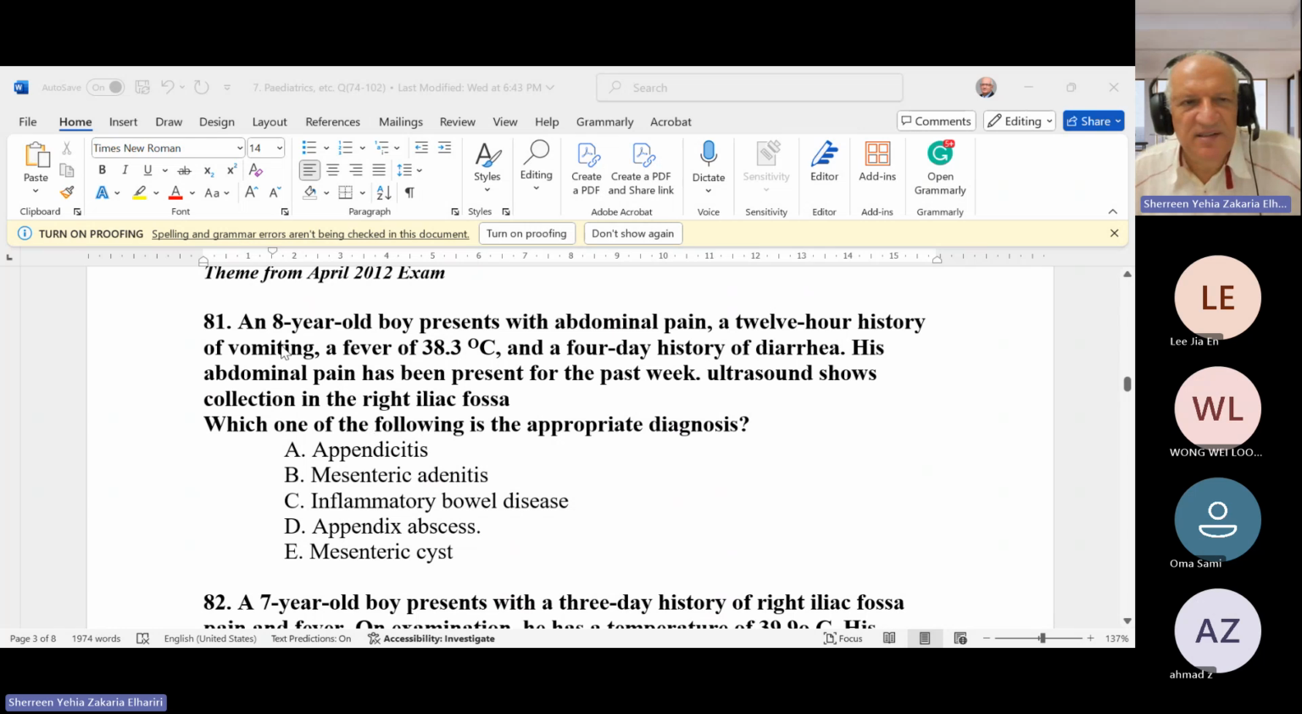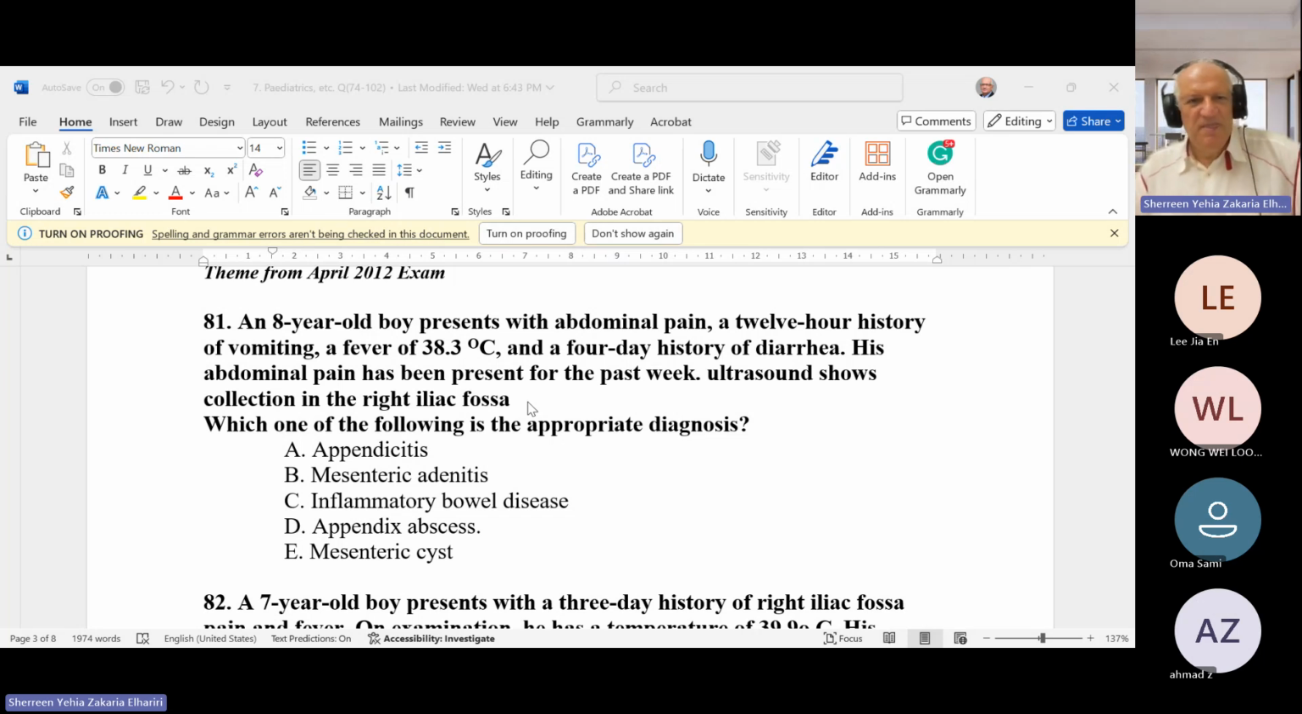The next straightforward case is an 8-year-old boy presented with abdominal pain, a 12-hour history of vomiting. Of course, vomiting indicates severe pain, fever 38.3, and a 4-day history of diarrhea. His abdominal pain has been present in the past week. Ultrasound shows a collection in the right iliac fossa. So this patient has diarrhea. This diarrhea misleads the doctor. He supposes it is gastroenteritis, but when we do ultrasound, which is important, they found a collection or free fluid in the right iliac fossa, so it's something serious.